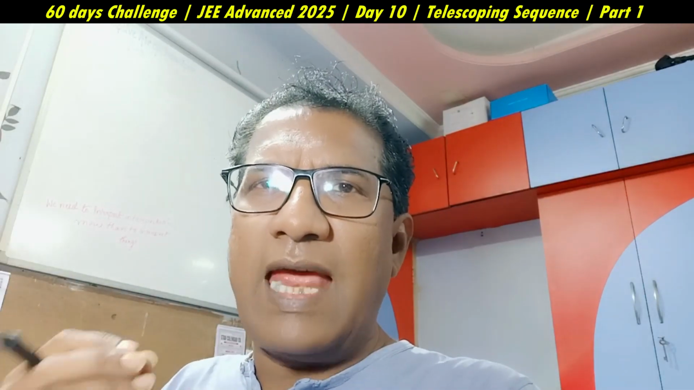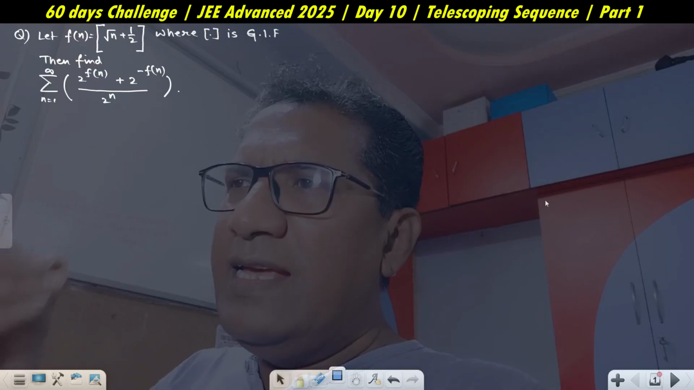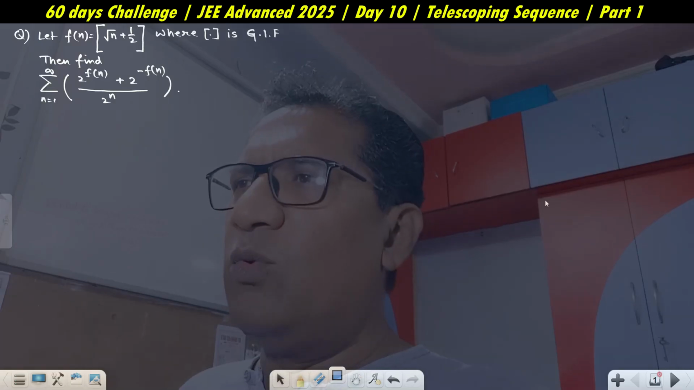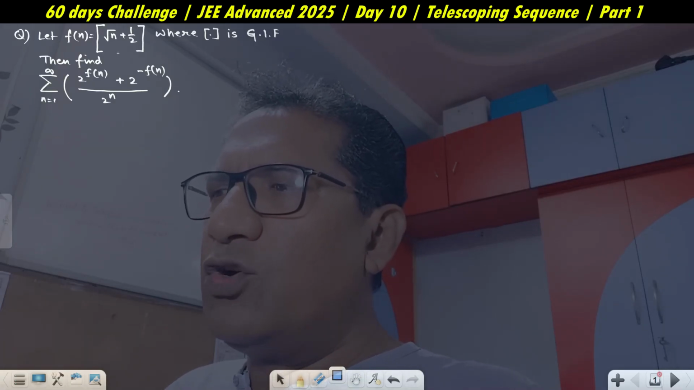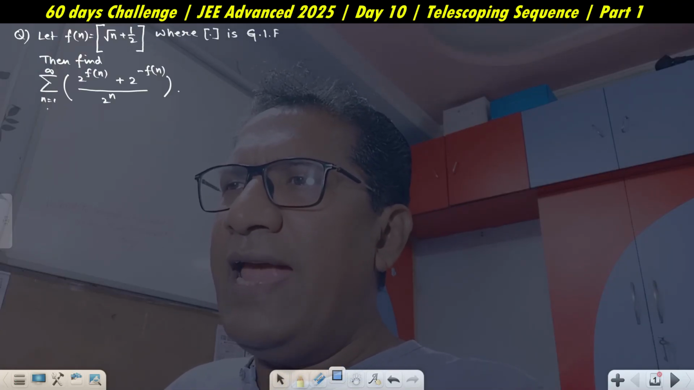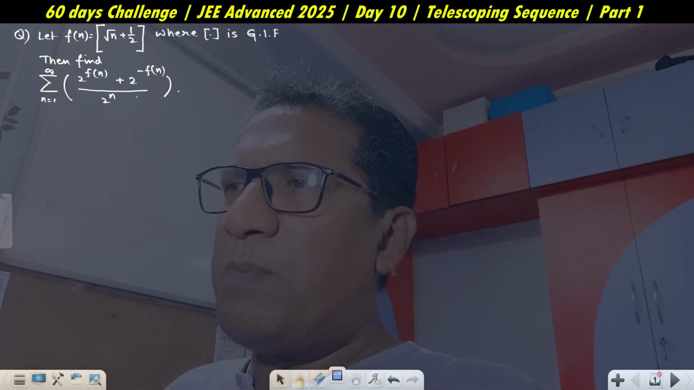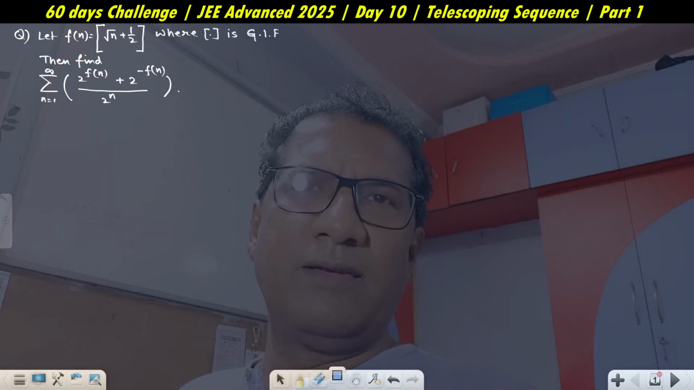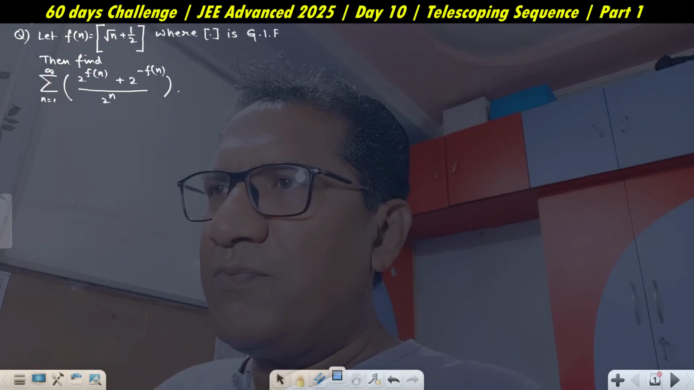In today's class, we are going to discuss problems on sequence and series by using the telescopic method to find out its sum. The problem is on your screen. Very simple looking problem. fn equals the greatest integer function of root n plus half. Then find sigma n from 1 to infinity of (2 to the power fn plus 2 to the power minus fn) divided by 2 to the power n. The problem is this. Okay.